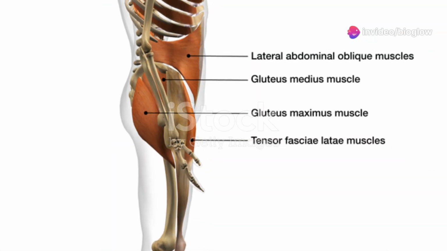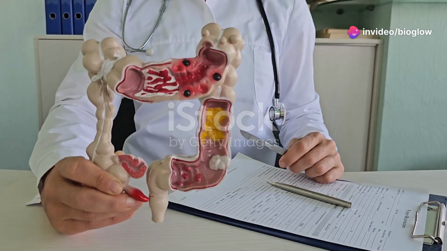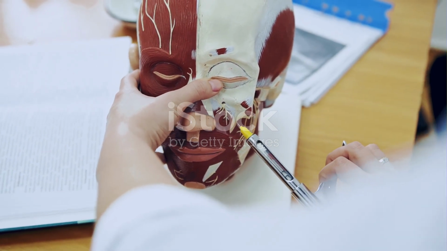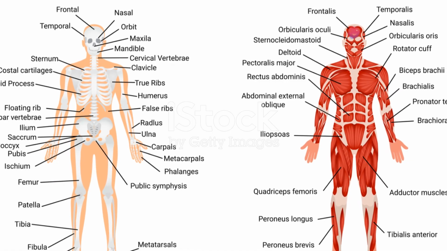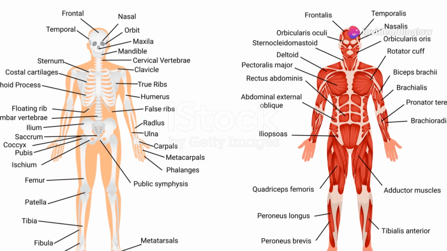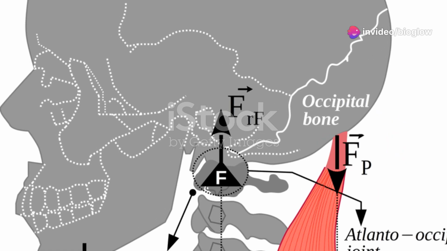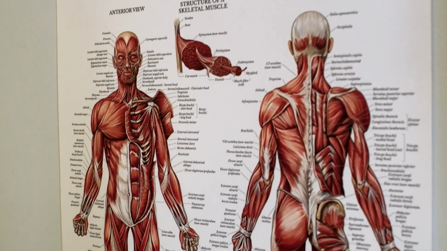Section 4. Exploring regional terms. Regional terms are used to specify different areas of the body. These terms help in identifying distinct regions and are crucial for detailed descriptions. The body is divided into two main regions, the axial and the appendicular regions. The axial region includes the head, neck, and trunk. The appendicular region includes the limbs.